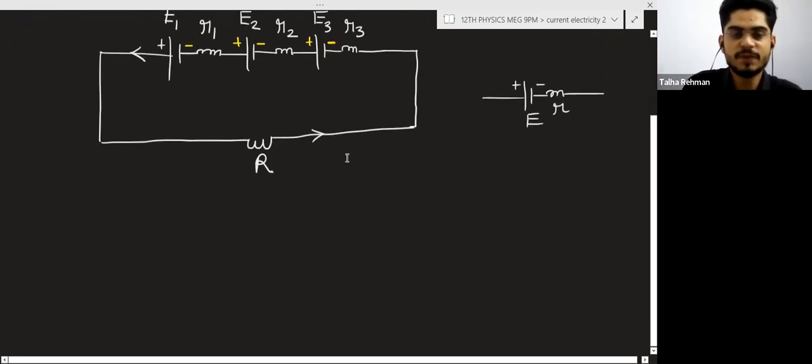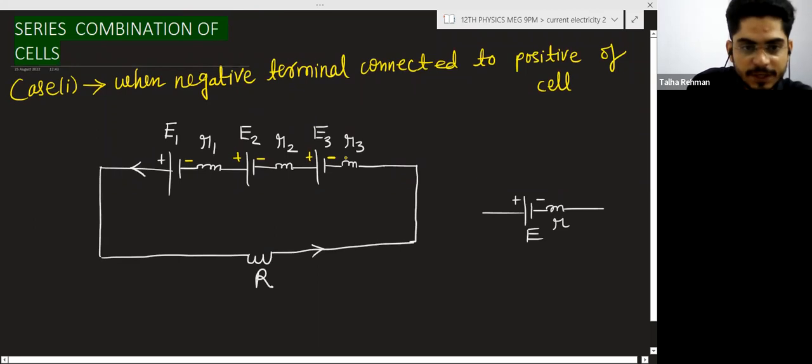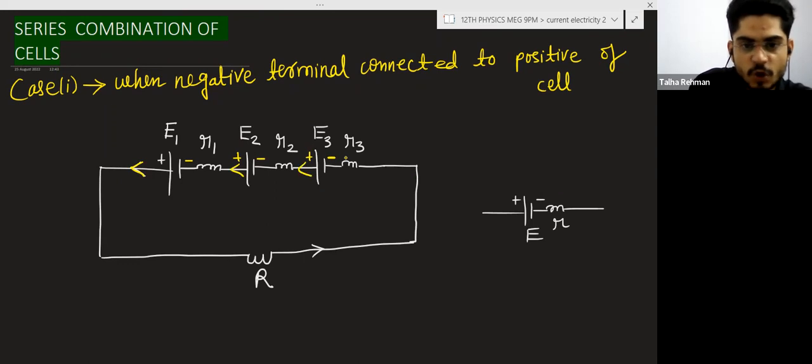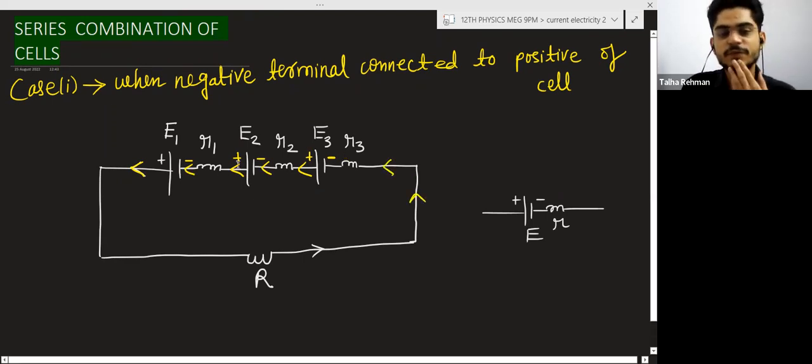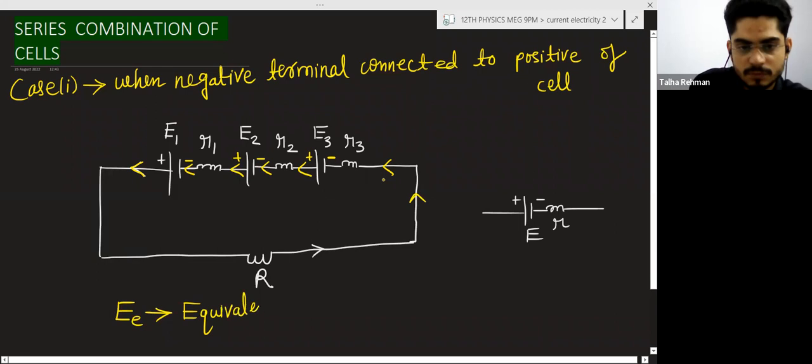So in this case, if I want to find the equivalent resistance, the direction of current is the same in all the cells. From positive to negative is the direction of current. So the direction of current in the whole circuit is from positive to negative. So if we want to find E equivalent, E suffix E is the equivalent EMF of the circuit.